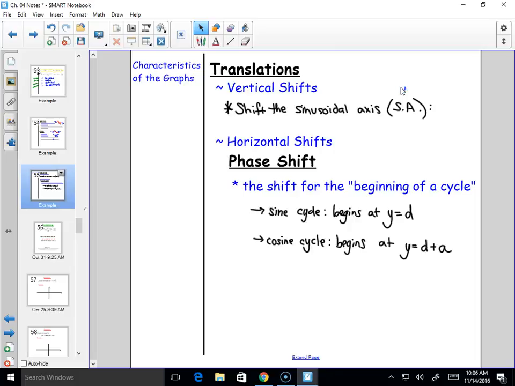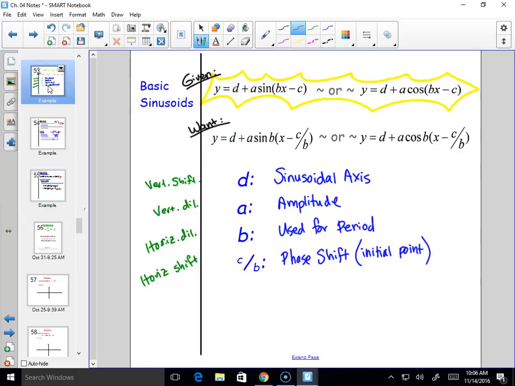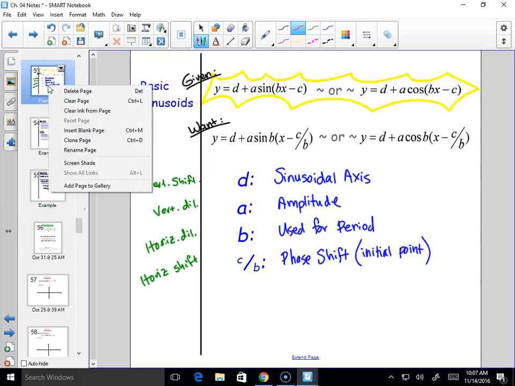Translations, vertical shift. The easiest way to do a vertical shift is what you guys wrote down, to shift the sinusoidal axis. And the sinusoidal axis is going to be at y equals, now hold on, can we go back to our equation just for a second? Sinusoidal axis, what letter was that back here? D. Oh. So it's y equals, forget all the trig stuff, it's y equals the other number.